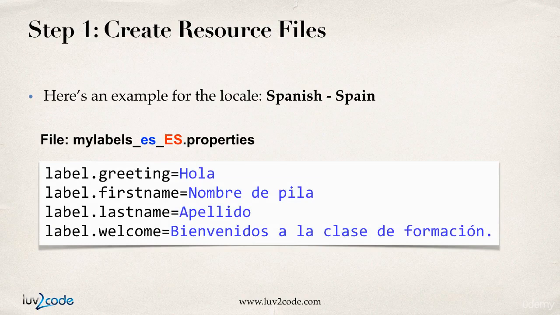All right, now let's kind of get down to the nitty-gritty. So here's the file for the locale Spanish, Spain. So I need to create my file, my labels underscore ES for Spanish underscore cap ES for Spain dot properties. And in this file, I need to give the appropriate information. So for label.greeting, I'll say hola. Label.firstName, I have the information there. A similar thing for label.lastName. And finally, label.welcome for buenos dias, so on.